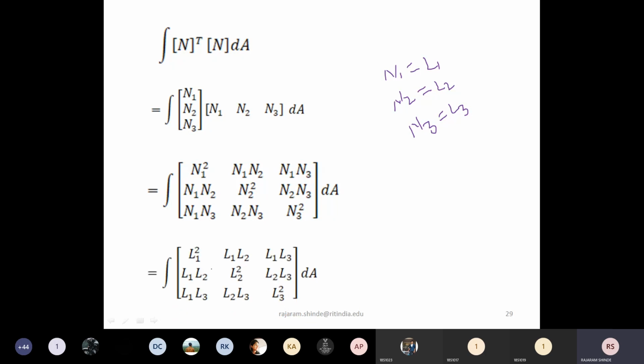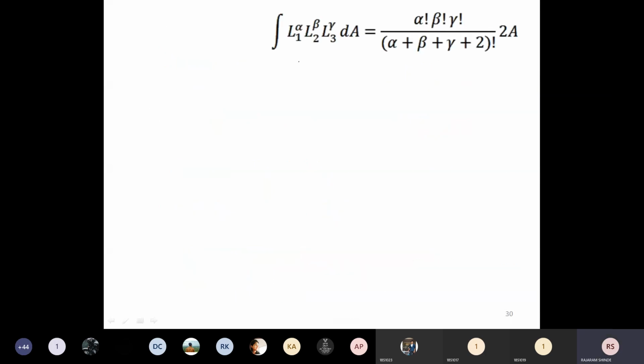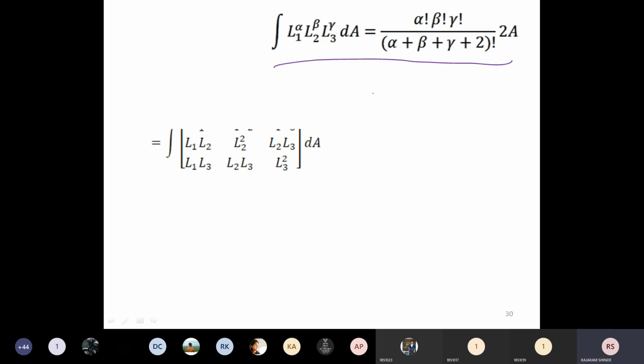Now your matrix becomes L1 square, L1 L2, L1 L3; next L1 L2, L2 square, L2 L3; L1 L3, L2 L3, L3 square. Now you can use the empirical relation for this integration. This empirical relation has no proof; it is from benchmarking functions. Now this is your empirical relation: integration of L1 raised to alpha, L2 raised to beta, and L3 raised to gamma over dA equals alpha factorial, beta factorial, gamma factorial, and so on.